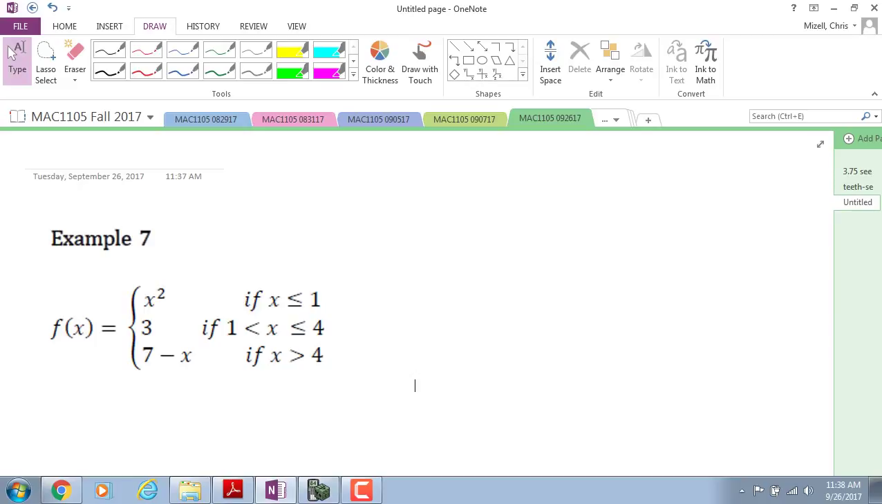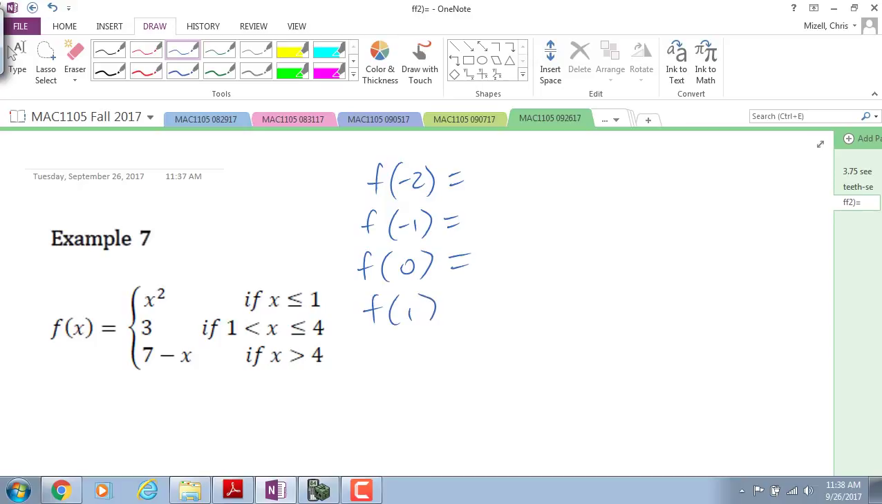Let's choose some numbers that are less than or equal to 1. Let's go with maybe as far to the left as -2. See if we can evaluate this at -2, -1, 0, and 1. All of those are in this piece of the graph where x is less than or equal to 1. So for each one of these, we're going to evaluate the function by taking the number in parentheses and squaring it. So here goes. Square the -2.